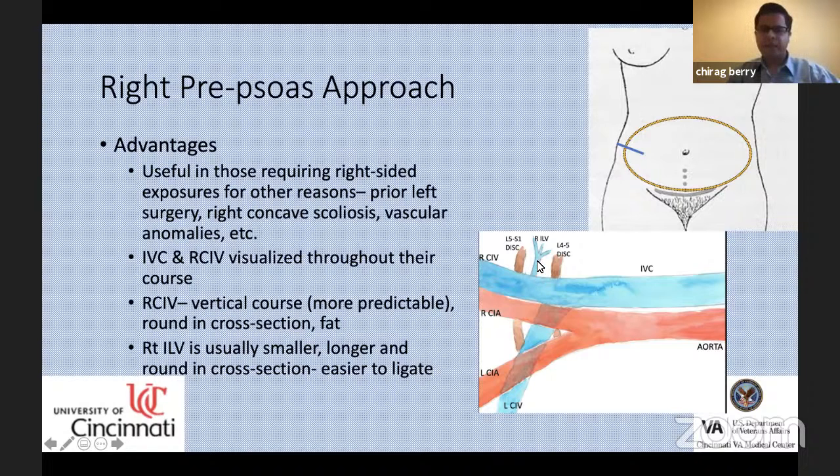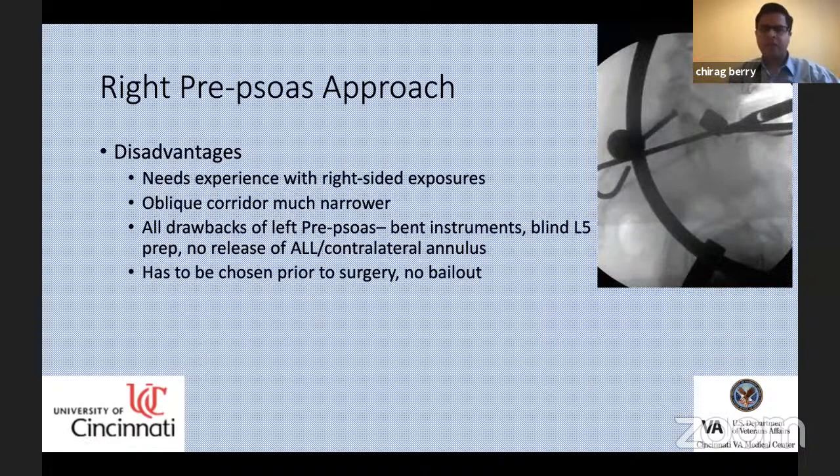Of course, this has disadvantages. You need experience with the right-sided exposures. And because the right-sided oblique corridor between the IVC and the psoas is much narrower, even at upper lumbar levels, you have to kind of create that plane at the upper lumbar levels. Again, it has all the disadvantages of the left pre-psoas technique, like the use of bent instruments, blind preparation of L5, and inability to do a sharp release of ALL, and so forth.